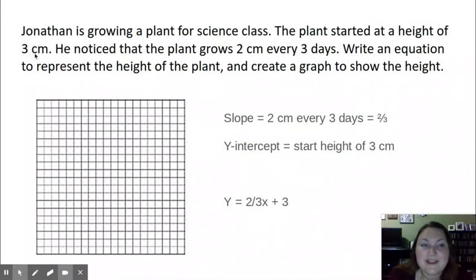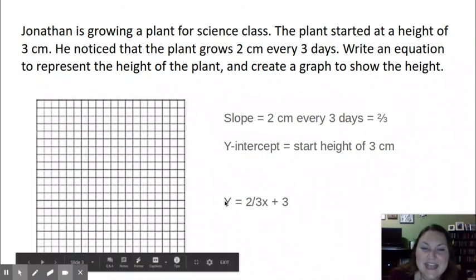When we were talking about that starting height, I was using words like starting height because that is your y-intercept. That's where that graph starts. Our y-intercept is going to be that starting height of 3 centimeters. So your equation should have looked something like this. You might have used different variables, which is totally fine, also correct.